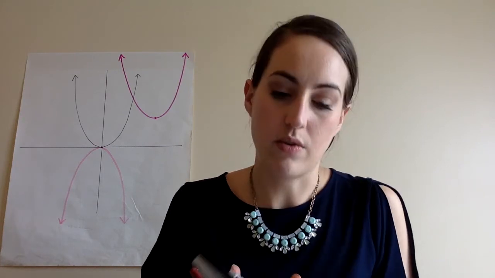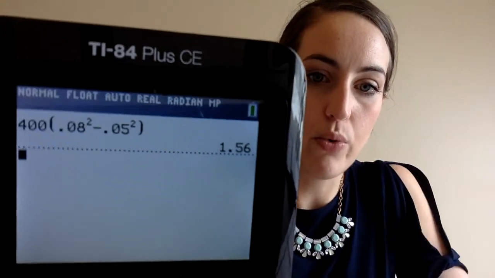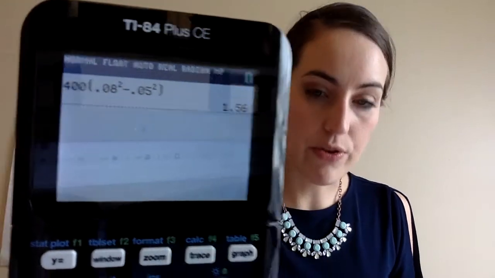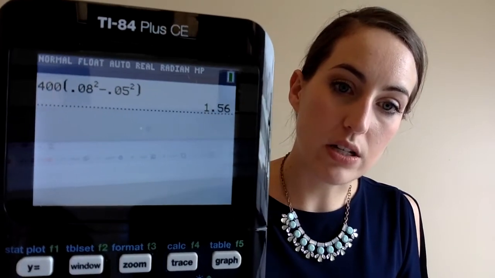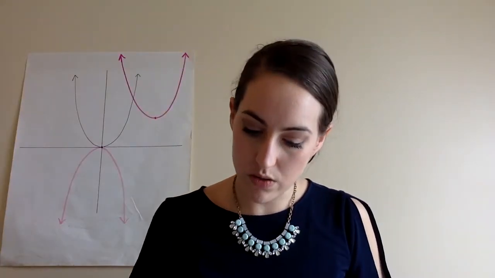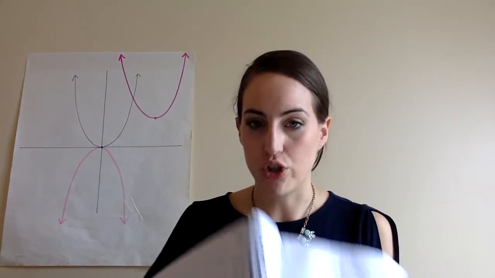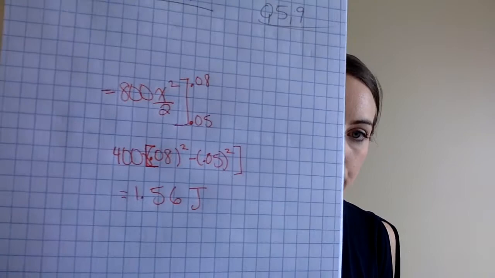Okay, and we got 1.56. And 1.56, this is our answer for the work being done. Our unit on work is joules. So let's label 1.56, capital J, our joule there, and we are done.